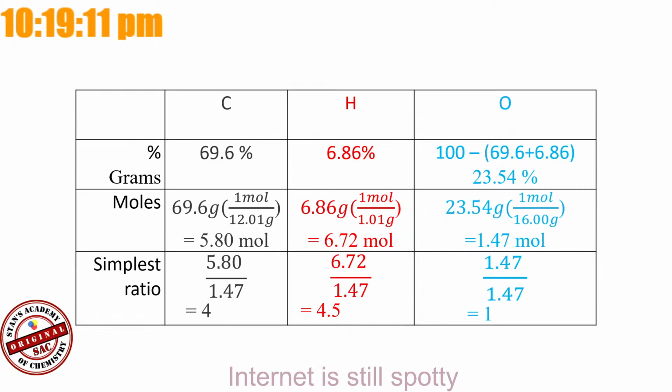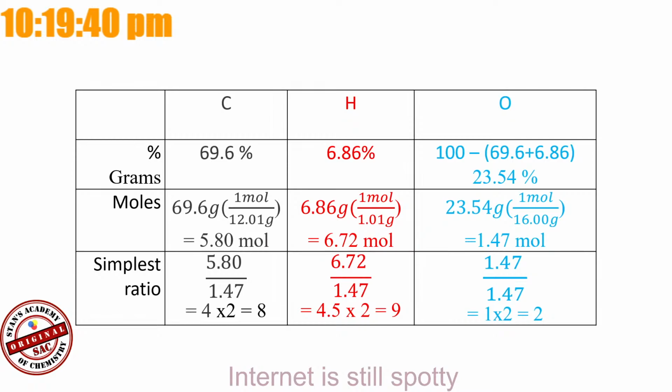So let's look at what the values are going to look like. When you multiply it by 2, carbon becomes 8. The simplest ratio would be 8. For hydrogen, it would be 9. And for oxygen, it would be 2. Okay, so we have 4 times 2 is equal to 8, and hydrogen was 4.5. That's the reason why we are multiplying it by 2, to make it 9, a whole number. And oxygen becomes 1 times 2 is equal to 2. So these are the numbers that we have from the simplest ratio obtained by dividing the moles by the smallest mole value.